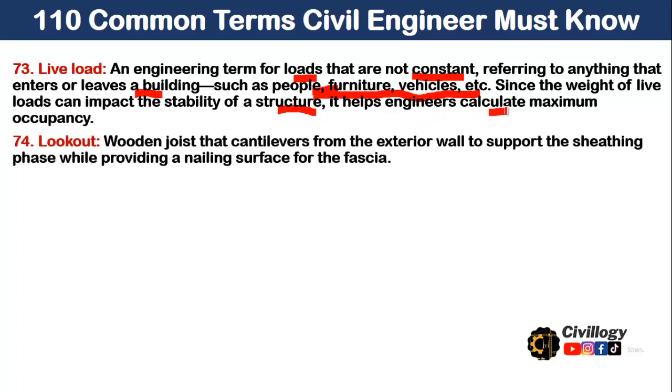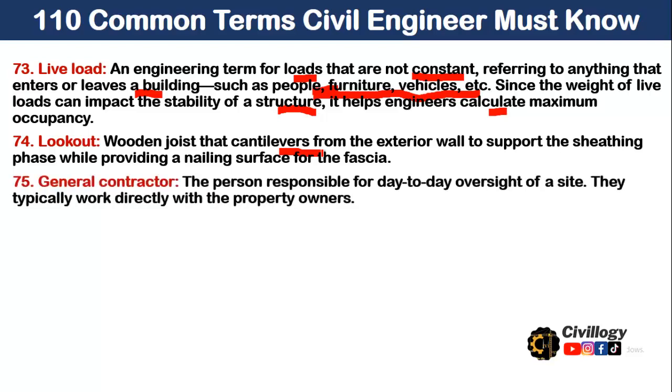Point number 74, lookout. A wooden joist that cantilevers from the exterior wall to support the sheathing phase while providing a nailing surface for the fascia. Okay, as we discussed on the previous slide, the joist is the horizontal member. So if the joist is projected a little more from the end for kneeling purpose, or if you want to make a facade, or a false work on the front side, you have to project a wooden structure which is called a lookout.